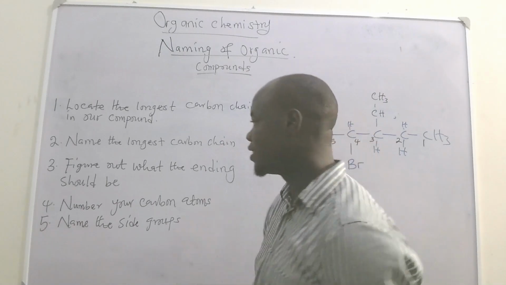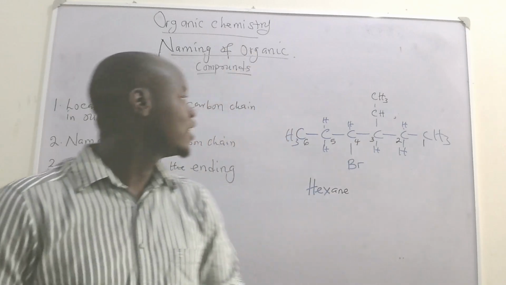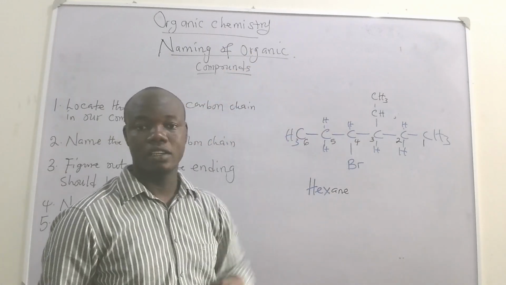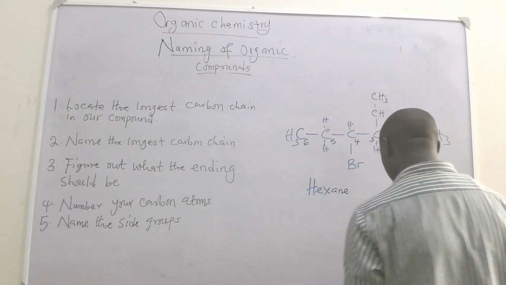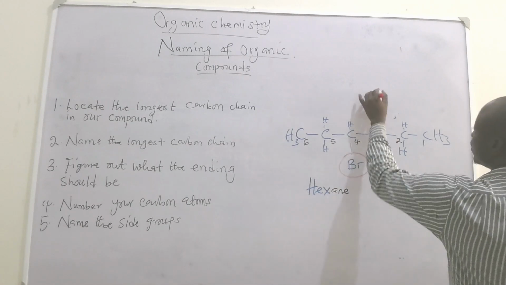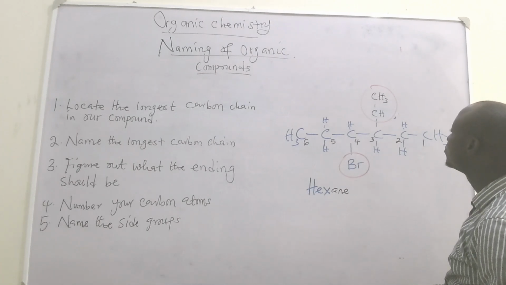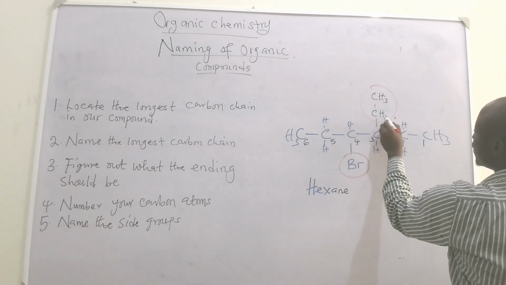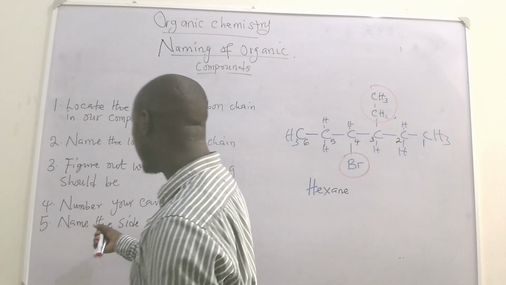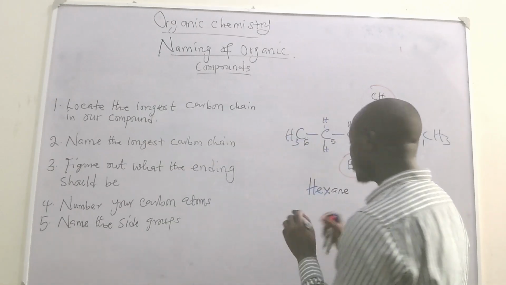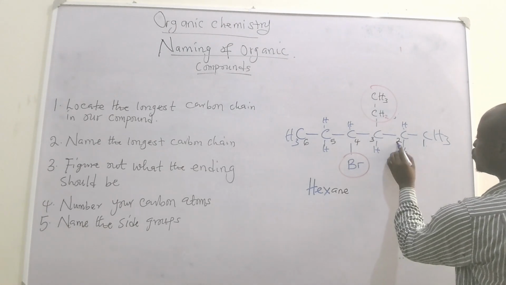After we number it, the next thing is to name the side groups, that is, the substituents. Are there any side groups here? Yes, the answer is yes. We have side groups. And what are our side groups? We have bromine here, then we have ethyl here. So how are we going to name them? We name them based on their position, for example, 1, 2, 3.